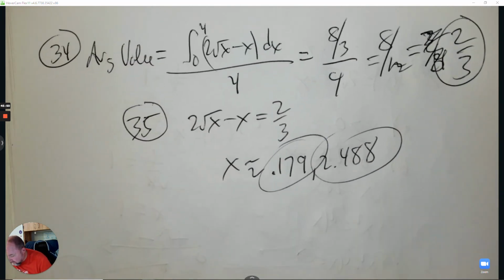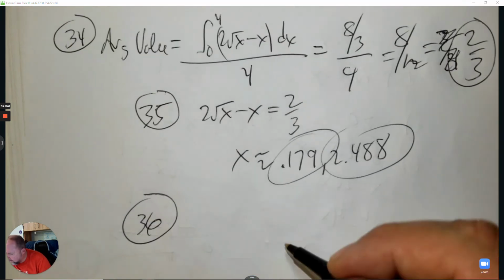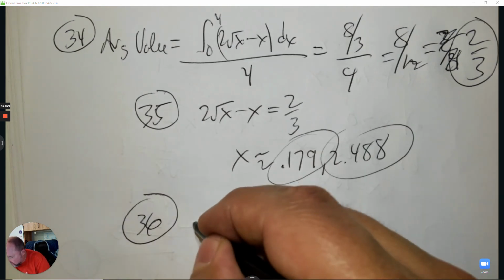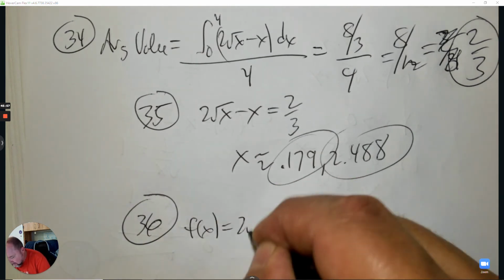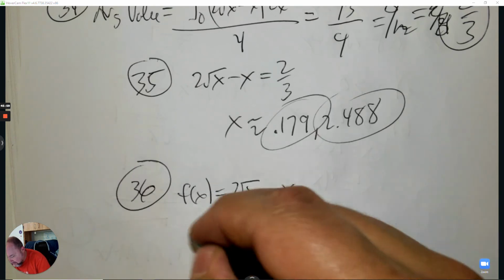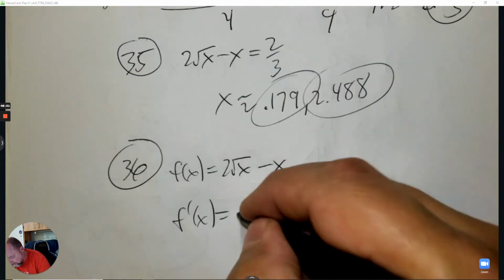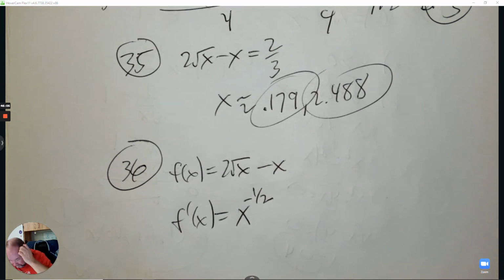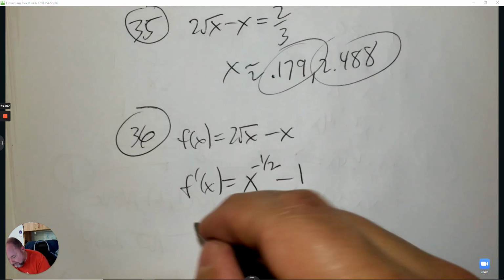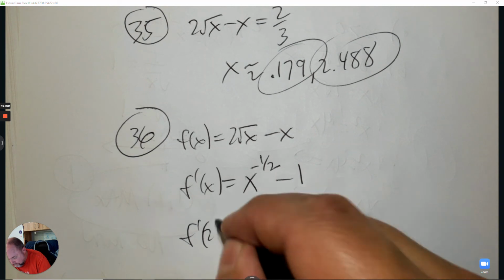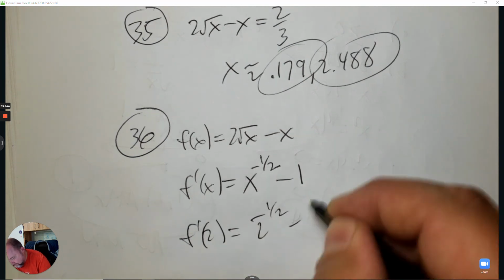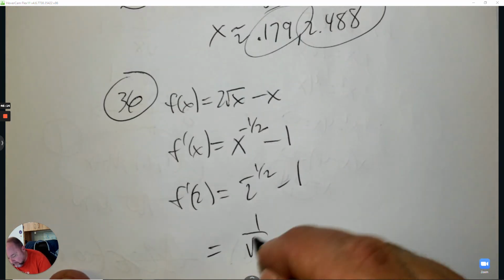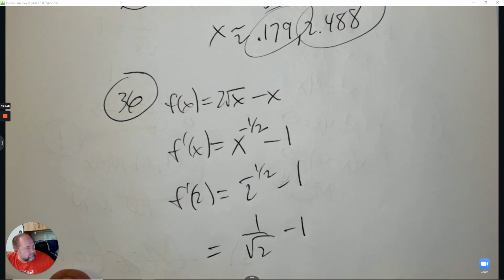36. Wow, I keep using it. Find the instantaneous rate of change at 2. So do the derivative. We already did the derivative. Plug in 2. So I have 1 over the square root of 2 minus 1.